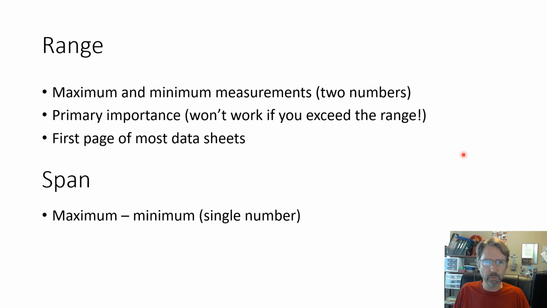All right, so the first two definitions are range and span. You have to know the range before you buy a sensor, so I say it's of primary importance because it's the maximum and the minimum that you can measure. So it's two numbers to give the range. And if you are trying to measure something outside the range, the sensor won't work. So it's right there at the top of most data sheets. Along with the range, sometimes you'll hear people talk about the span, which is the maximum minus the minimum. So a single number gives the span.